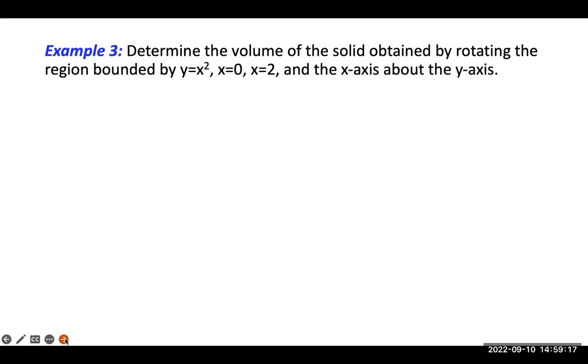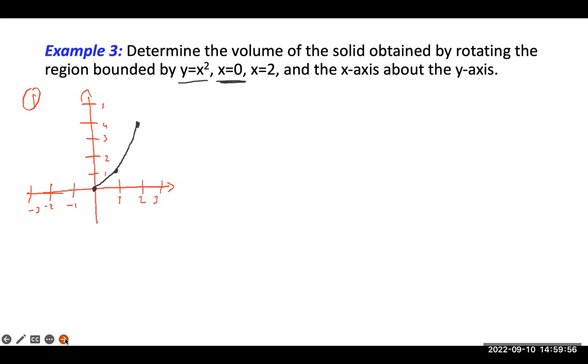So the first step, same 3 steps. Step number 1, we are going to graph our function. So here we have our first one, the first function is going to be y equals x squared. So I'm going to go ahead and graph that. So 0, 1, and 4. This is my region. My second was x equals 0. That is this over here.